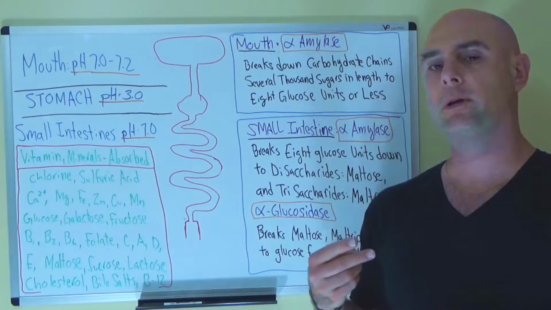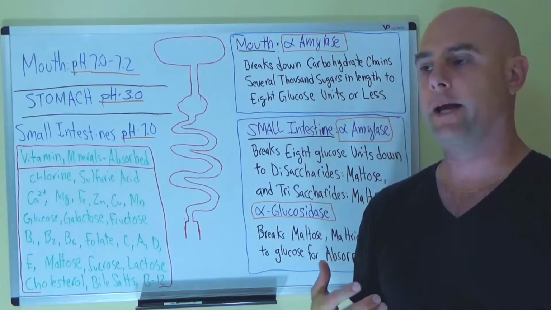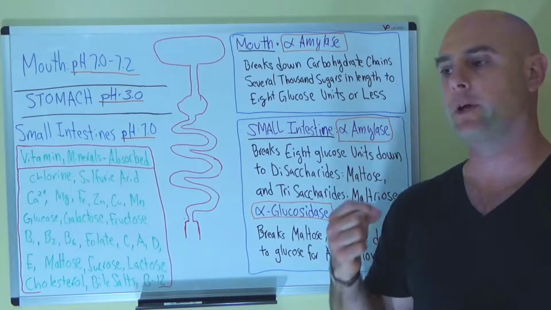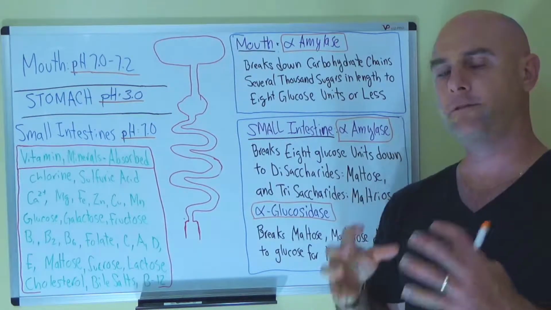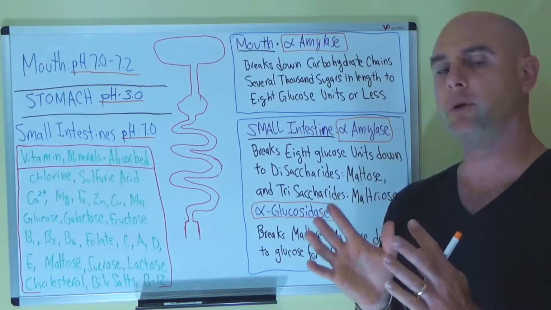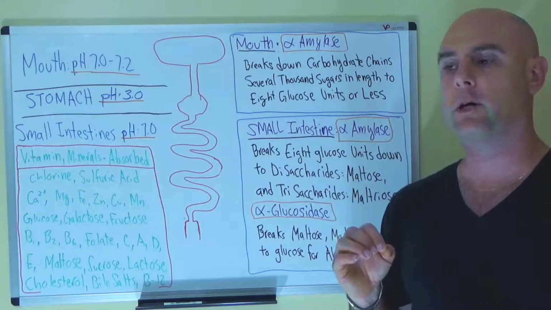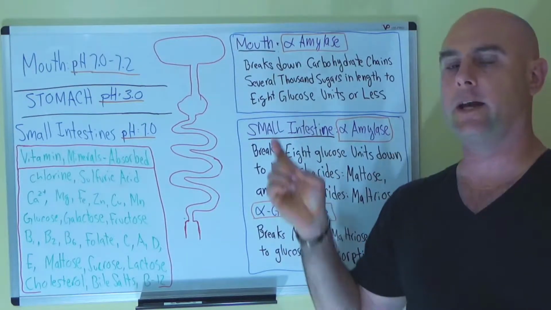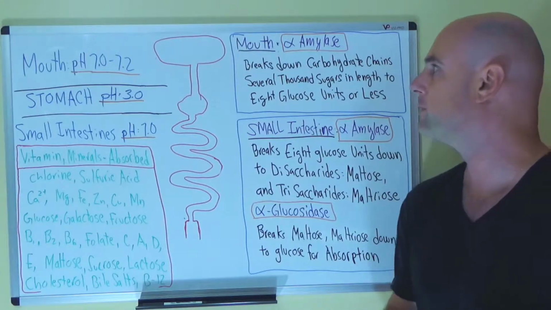Carbohydrates are broken down in two places in the body, the mouth and the small intestines. They're broken down by an enzyme called alpha amylase. Alpha amylase requires a pH of 7 to 7.4 to function properly. So the pH has to be in that small 7.0 to 7.4 window for the amylase enzyme to break down carbohydrates. If the pH is lower than that, then amylase will not function and you will not be able to properly break down your carbohydrates.